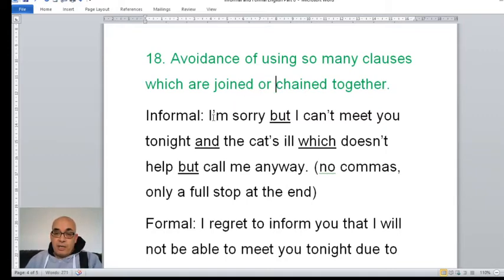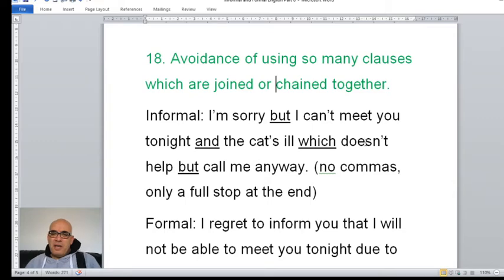So, I'm sorry, this is informal, but I can't meet you tonight, and the cat's ill, which doesn't help, but call me anyway. So as you can see, you have short sentences, but they are chained, they are joined together, and this is weak in English. Here, this is all informal: but is informal, and you are using and, again informal. Cat's ill means cat is ill, which is informal, which doesn't help, again, but call me anyway.